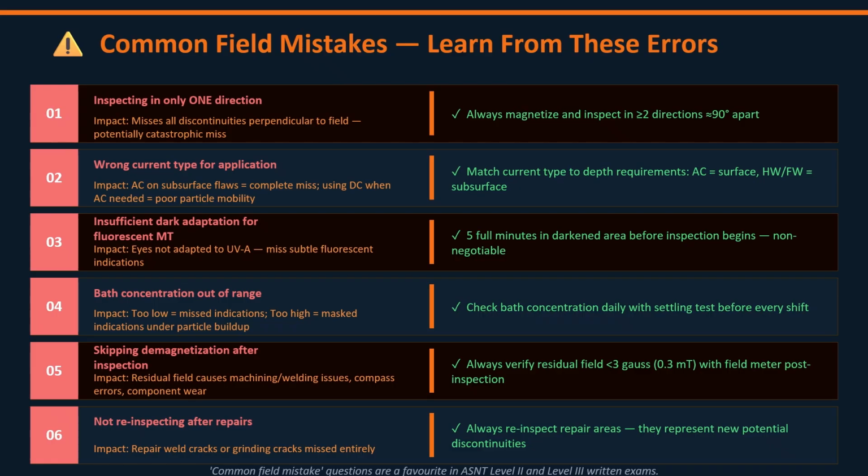The sixth is failing to re-inspect repaired areas. Grinding, welding, and other repair operations can introduce new discontinuities, so the repaired area becomes a new inspection target. These mistakes are not solved by more experience alone. They are best controlled through procedures, checklists, training, equipment verification, and disciplined execution.